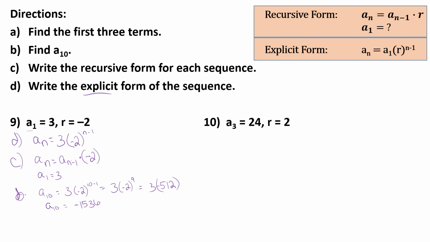All right, that was B. Let's go up to A, the first three terms. Now, you are welcome to do this same process to find your first three terms. But to be honest, if I was given a sub 1 and it's 3, that's my first term. My second term is getting multiplied by negative 2. My third term is getting multiplied by negative 2. We now have our first three terms.